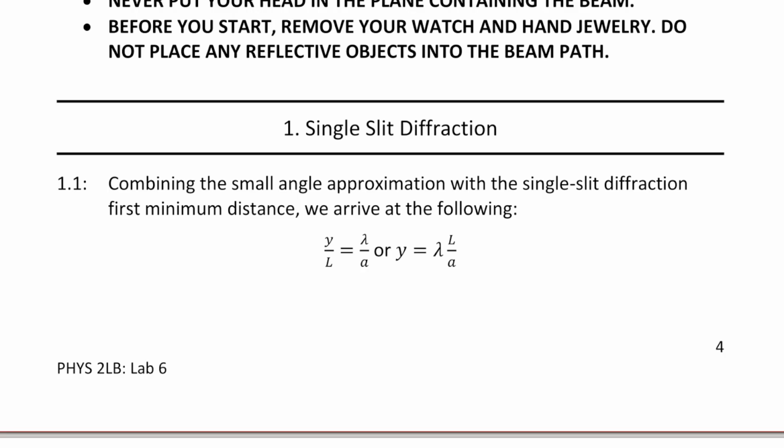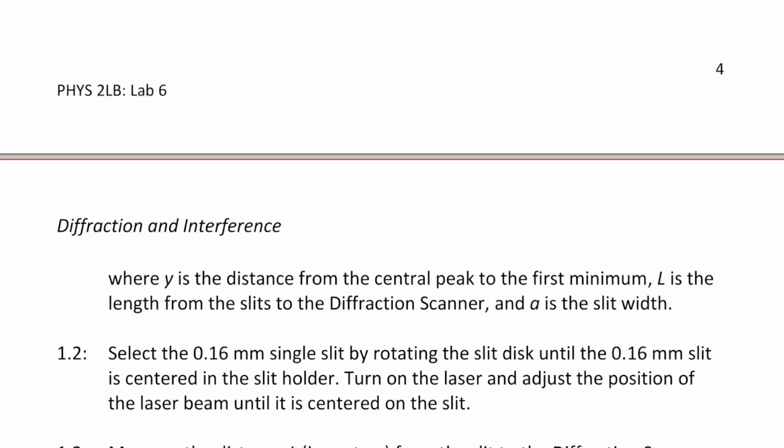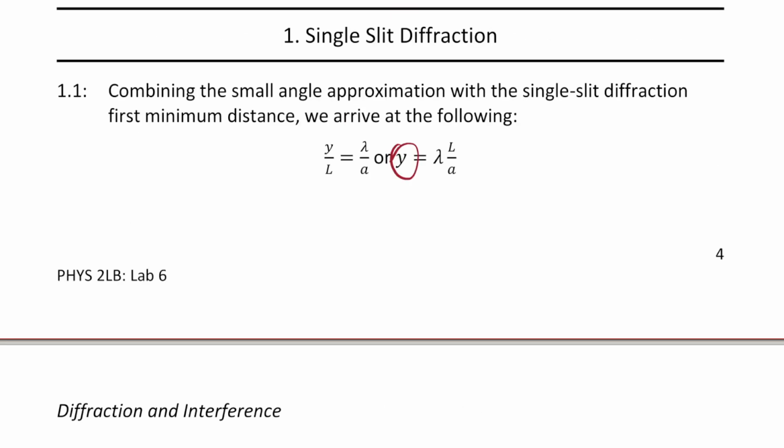All right, and so this equation is pretty important. For single slit diffraction, this y is the distance between minimums. So if you have something like this, from here to here would be y. And so this is equal to lambda L over A.